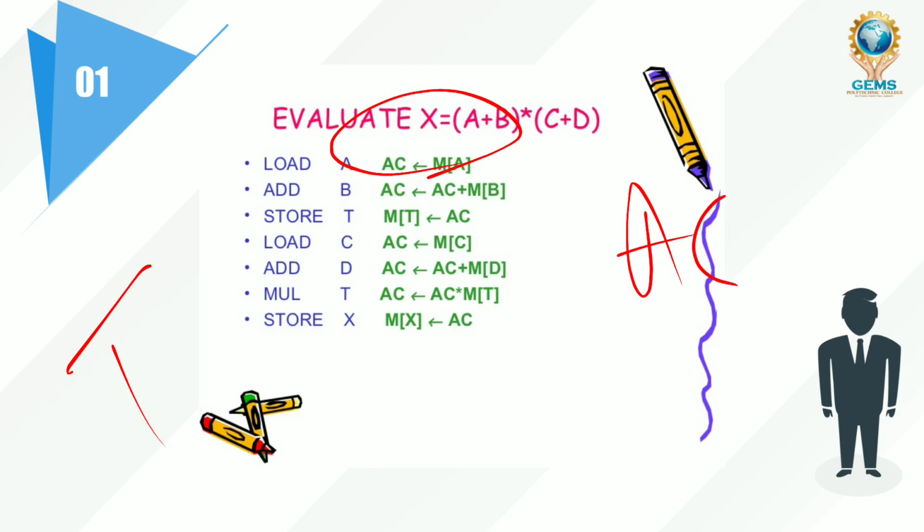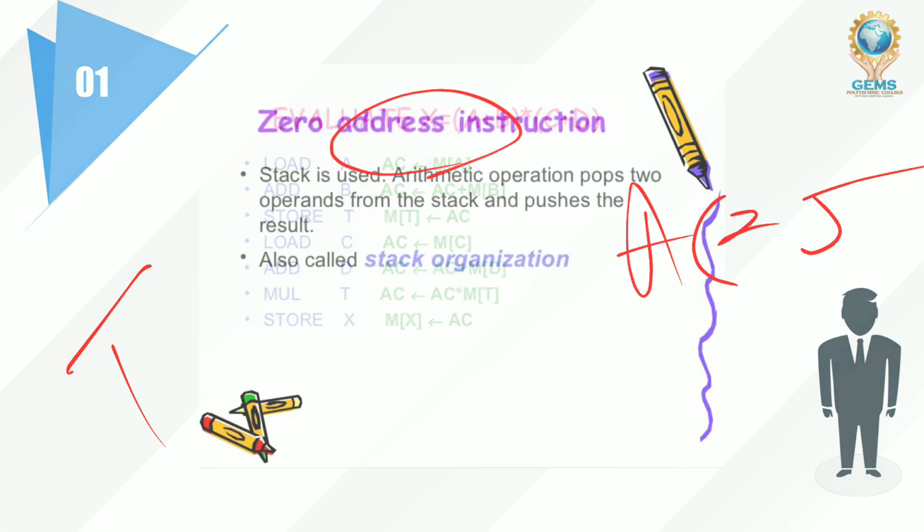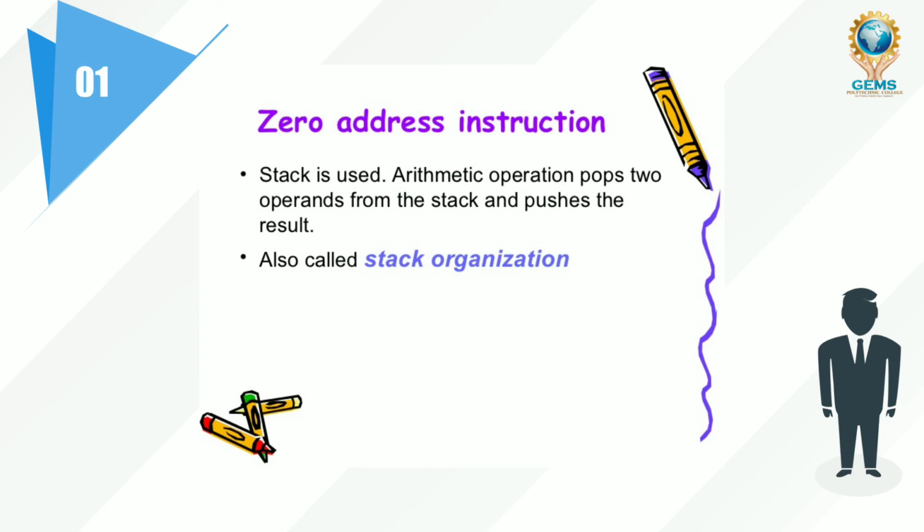For example, AC equal to 5. Then AC is A plus B. So we have to know about the MB value, and then add the MB value with the accumulator, and then we get some output, that is the T. And again, T to C, add D, multiply it and store X. This is a one address evaluate, zero address instruction.